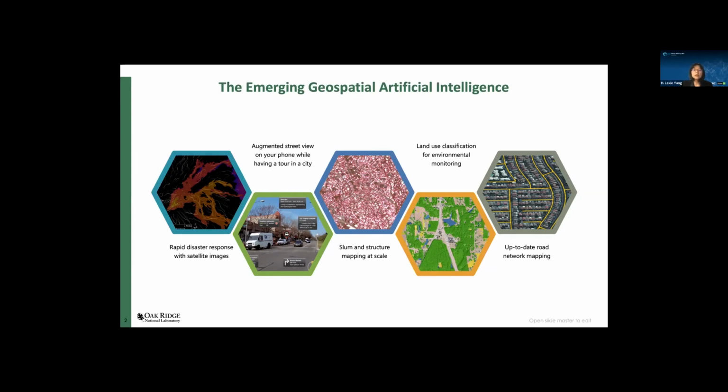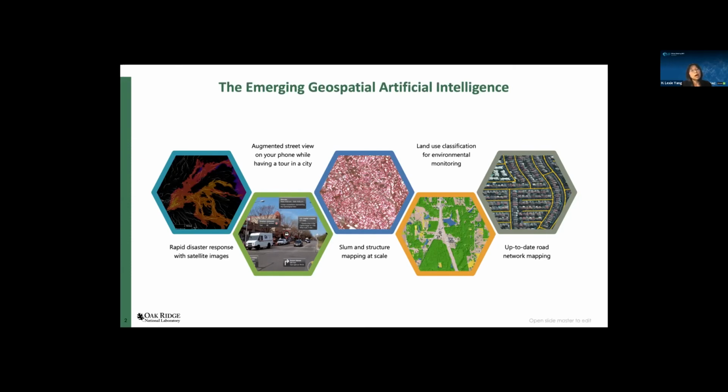And also, the scientists right now are able to do annual updating on the environmental monitoring of the land use classification. And just because we have the amazing advances in machine learning models, the imagery availability is impressive compared to where we were 5 years ago.